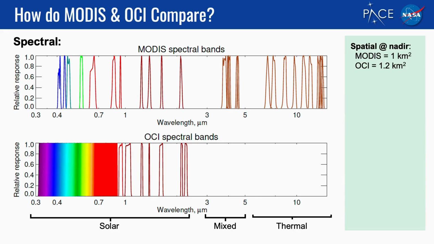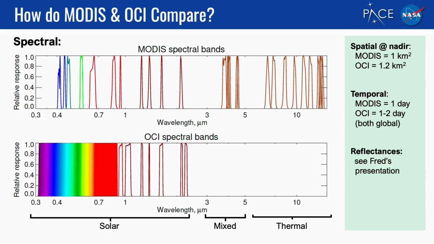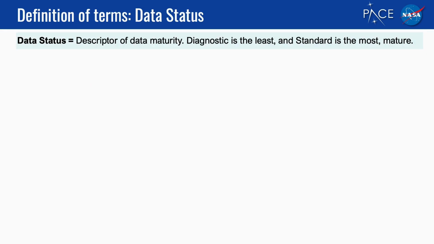As for comparing spatial resolution, MODIS is 1 kilometer, OCI is 1.2. As for temporal coverage globally, MODIS is 1 day, OCI is 1 to 2 days. If you would like to see reflectances of the two compared, again, I'm going to refer you to Fred's presentation. He's got a plot for that. And also, how does their data status compare? MODIS data products are, and have for some time been, standard NASA data products, whereas OCI data is still considered provisional. And what exactly does that mean?